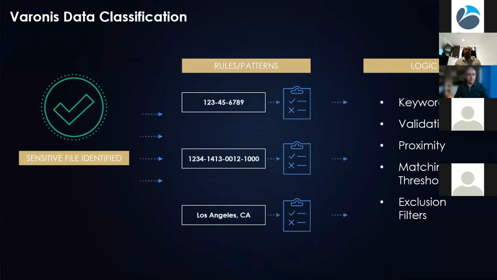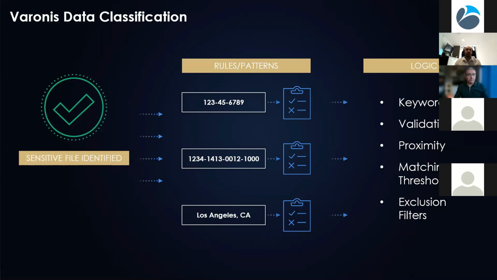Now, the logic behind it is we're looking for keywords, we're looking for a dictionary of terms. We then validate those as well. So with things like PCI, for example, if we find a 16-digit number, we're not just going to assume that it's a credit card or debit card. We'll then do a Luhn validation check, to make sure that it meets the algorithms that card issuers use.